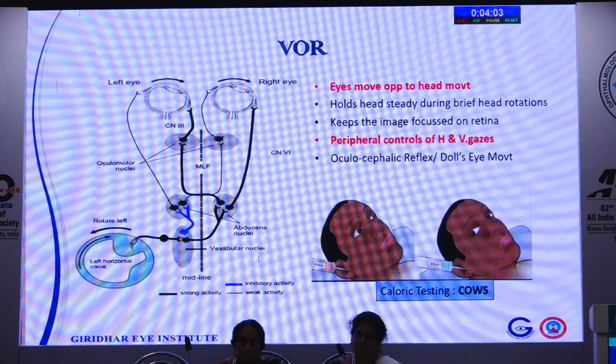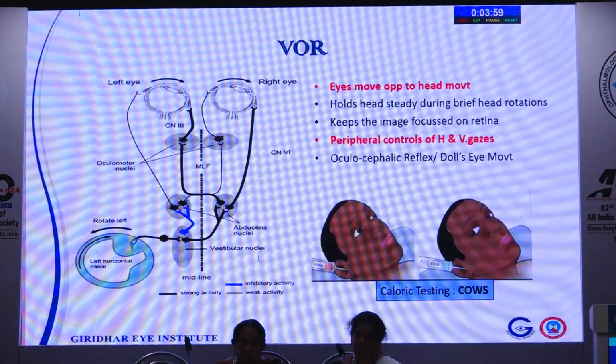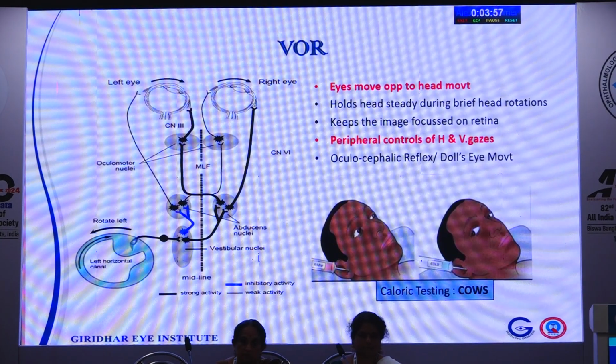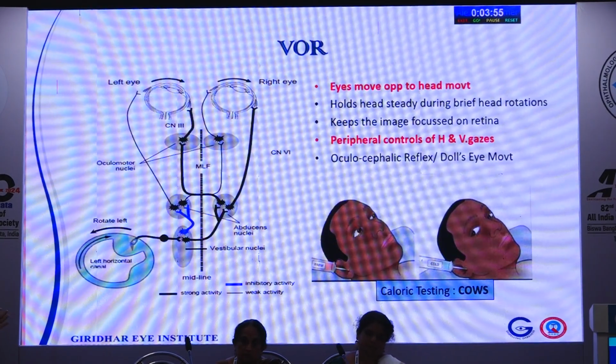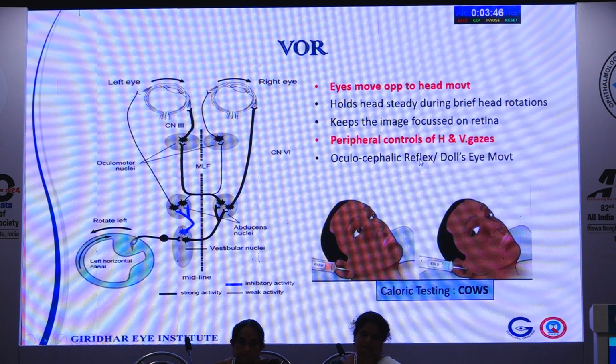Now these act like peripheral controls of the horizontal and vertical gazes. What does it mean? Simple thing is, when you move your head to one side, the eyes will move to the opposite direction. This is a very primitive reflex so that the object is always tracked. So what does it do? It keeps the image focused and holds the head steady, and it's also known as the doll's eye movement or the oculocephalic reflex. How does it happen?